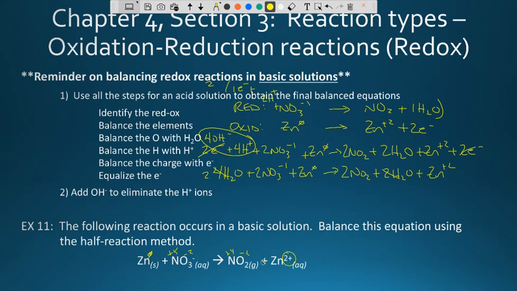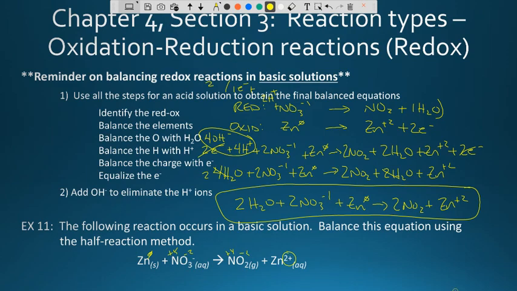So in all of this, what's my final balanced equation? 2 waters plus 2 nitrates plus my zinc metal. That's going to give me 2 nitrogen dioxides and a zinc ion. Pretty straightforward. These aren't too bad. Okay, that's finishing out that one.